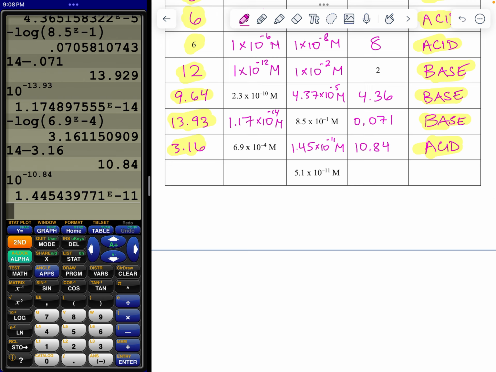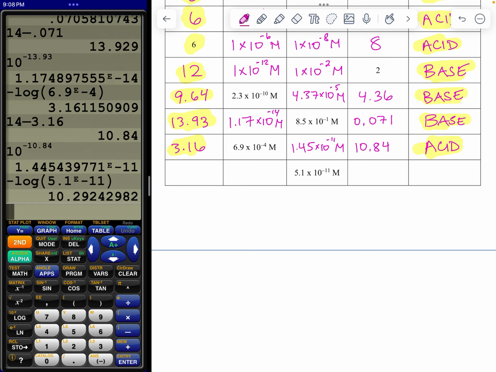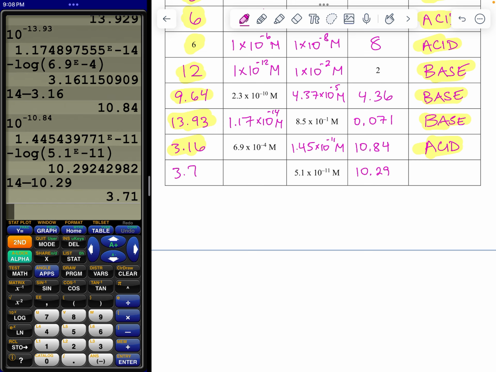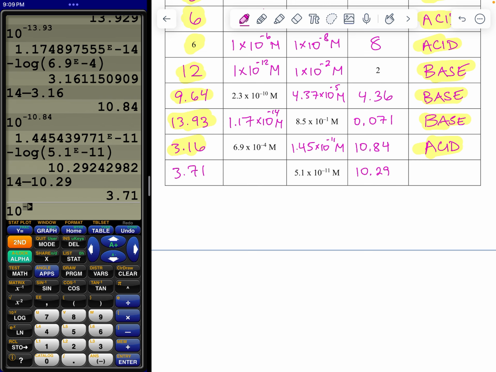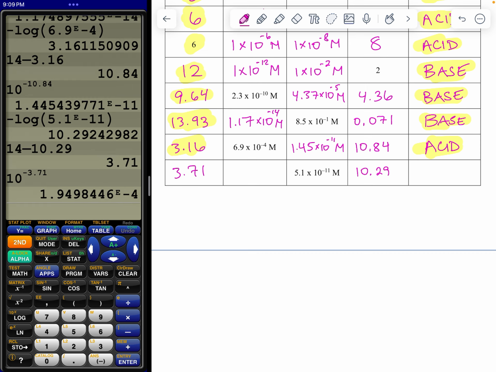And last but not least, pOH. So the concentration of H I'm given, so I'm going to find the pOH first. 5.1 times 10 to the negative 11. That gives me 10.29. And then 14 minus 10.29 to get the pH, 3.71. And last but not least, 10 to the negative 3.71 will give me the concentration of those hydrogen ions that make up that pH. 1.95 times 10 to the negative 4th molar. And last but not least, this is certainly an acid.